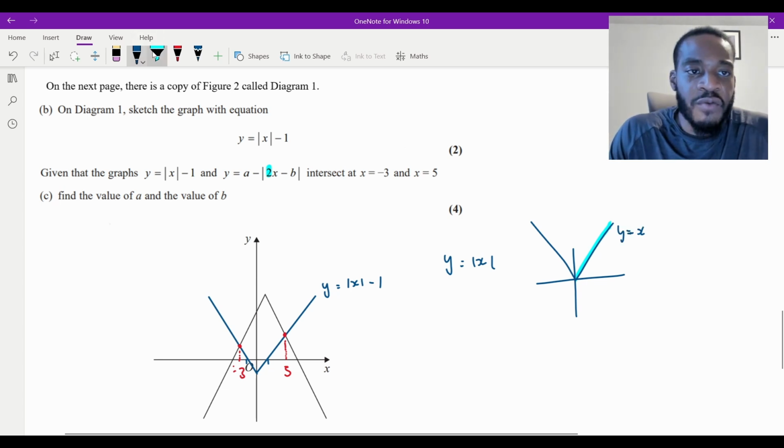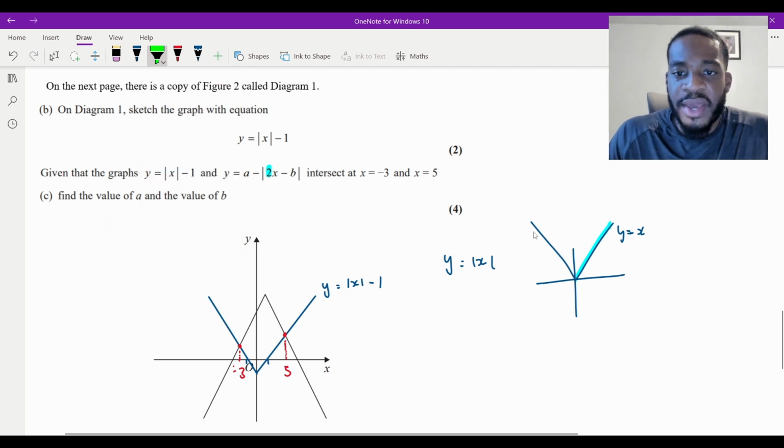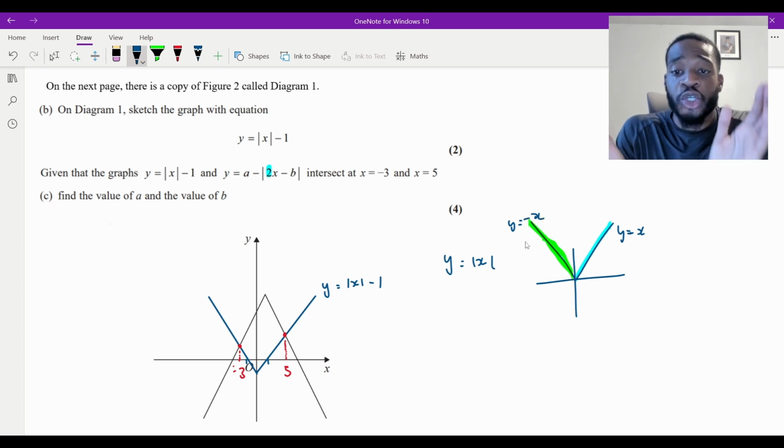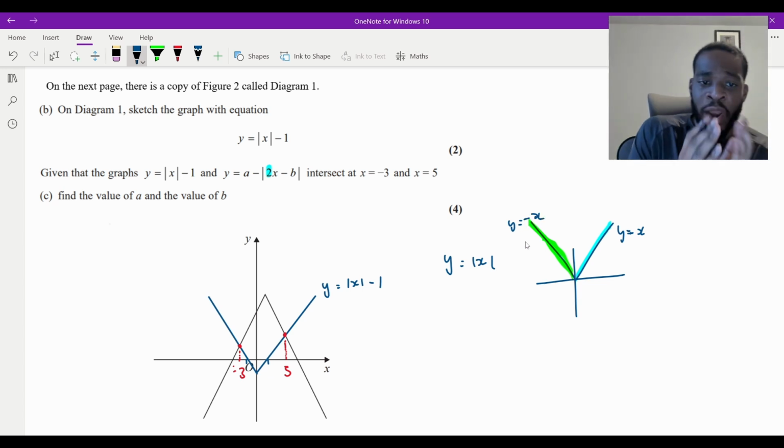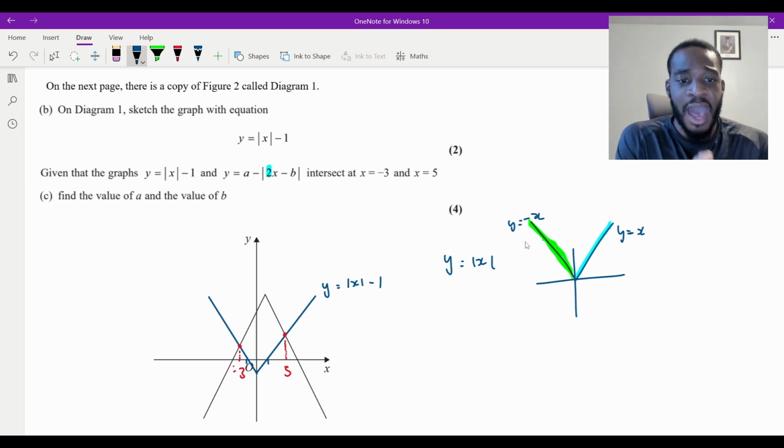That one. The other one is y equals minus x, right? And you just bring them together at the origin. So it's actually just 2 lines joined together. So when I want to solve for a and b, and I'm looking for specific points of intersection, I need to ask myself, what specific part of the lines am I looking at, right?